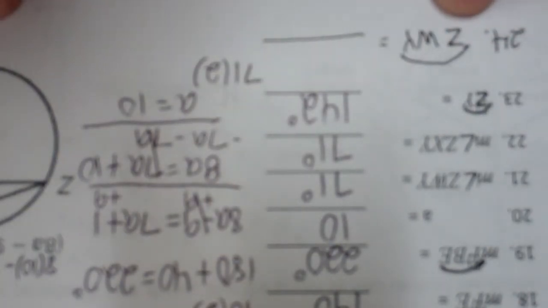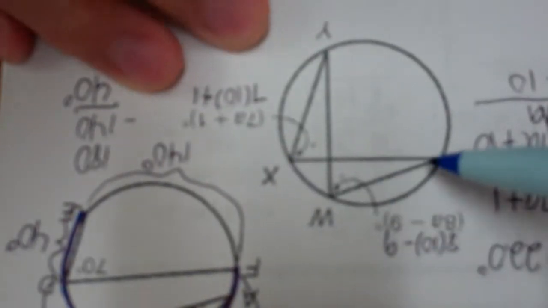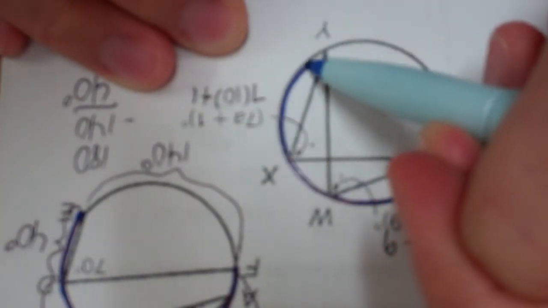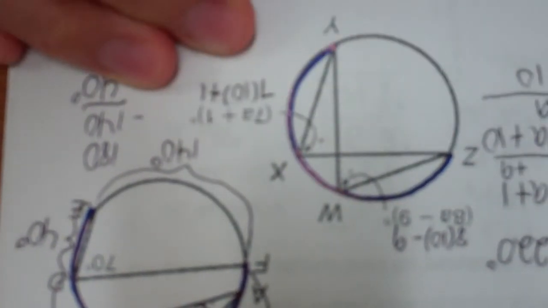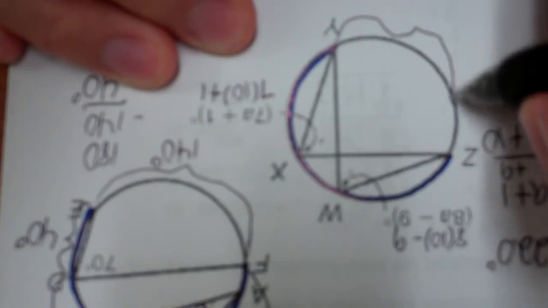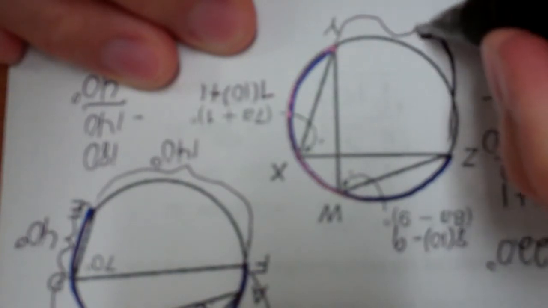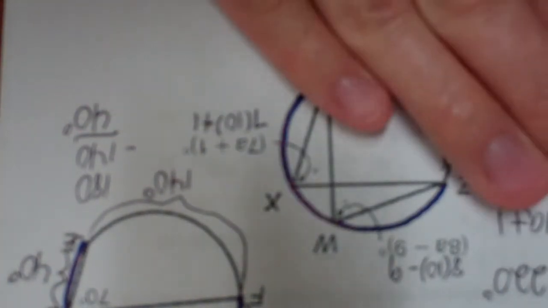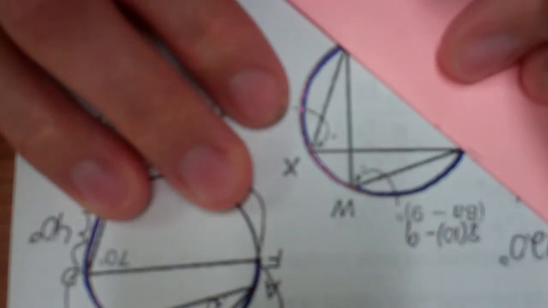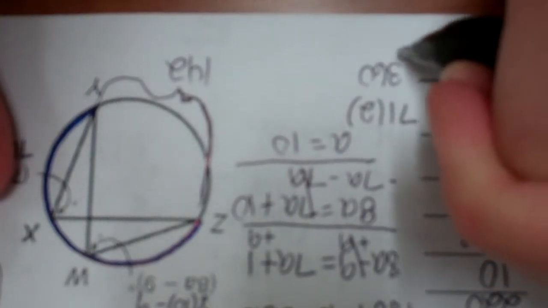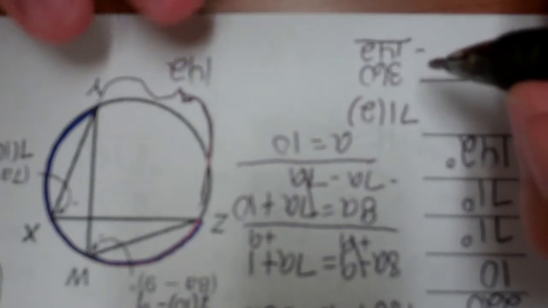And the last one is asking for the major arc ZWY. So ZWY, from here, if we know that this part right here is 142, a whole circle is 360. So if we take away the 142 degrees, that leaves us what's left. So we take 360 minus 142, which is 218 degrees.